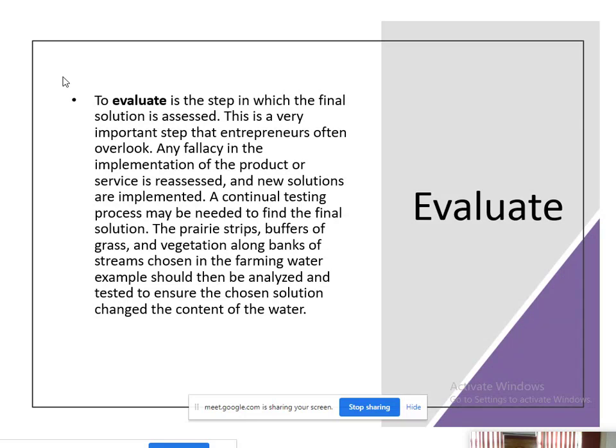Okay, a continual testing process may be needed to find the final solution, and the prairie strips or buffers of grass and vegetation along the banks of streams chosen in the water example should then be analyzed and tested to ensure the chosen solution changes the content of the water.